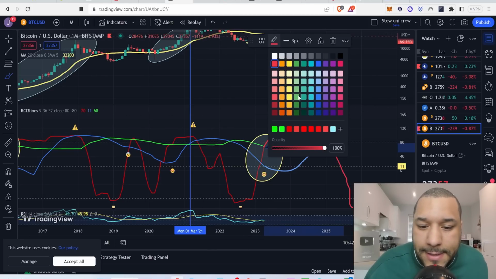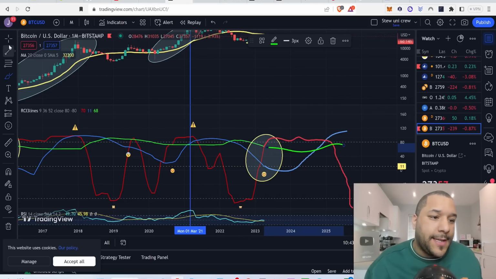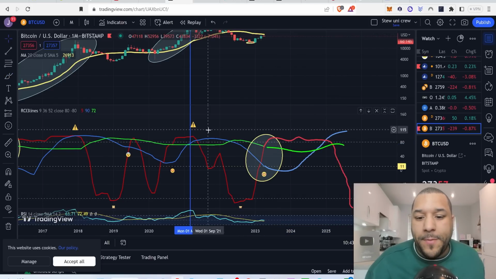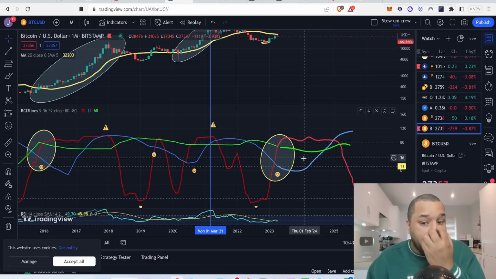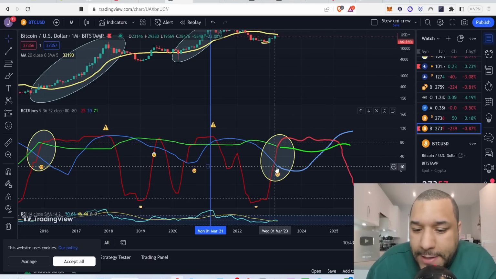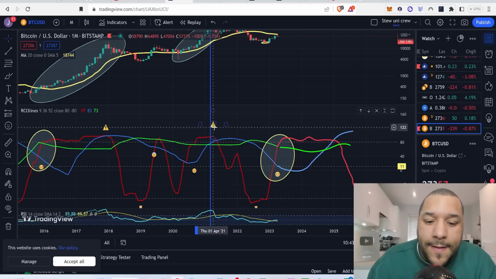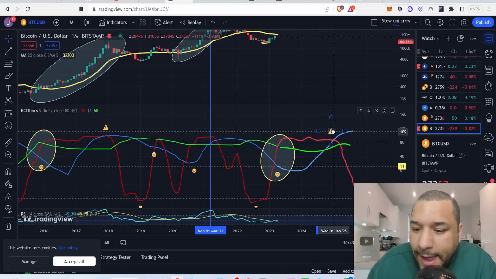I've got a feeling we're going to see something like this. That's what we're going to see in the future. And whether it's going to be that long, I don't know. It might be shorter. But we're going to see something like this. And I'm going to wait for this blue line to come up, kiss the green, touch the red. That's going to be my warning sign. When it's done that, boom, right there.